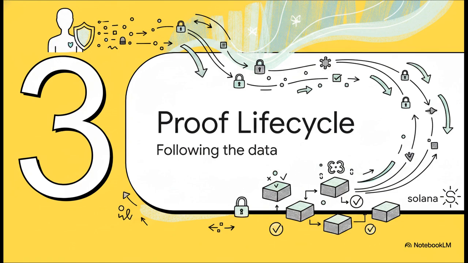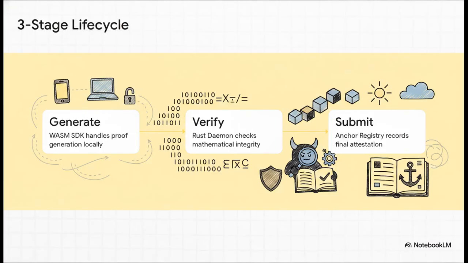Okay, section 3, the life cycle of a proof. Let's follow the data journey. This data's sort of hero journey has 3 key steps. First, the proof is generated at the edge, meaning it happens locally and completely securely on your own device using that WASM SDK we talked about. Your private data literally never touches the internet.